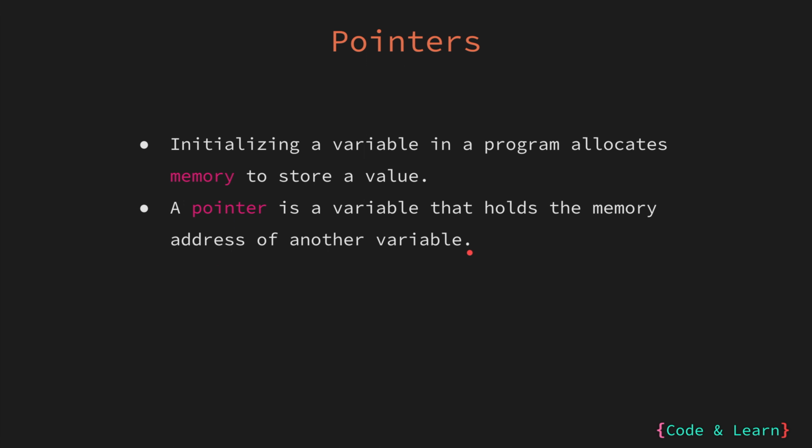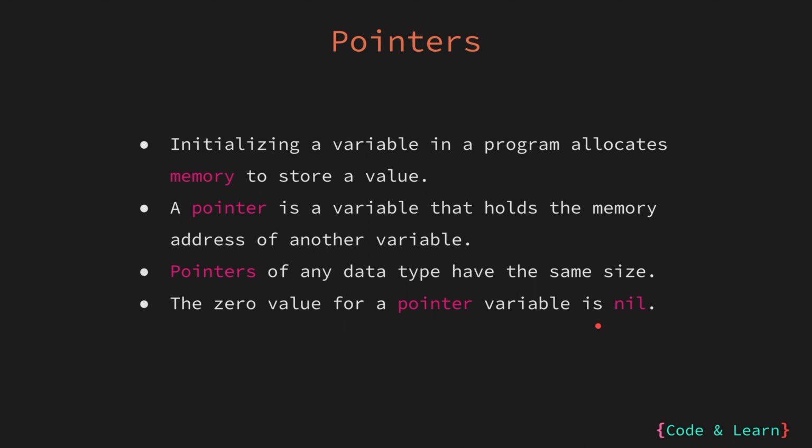of the variable. In Go, regardless of the data type a pointer points to, whether it's an integer, float, struct, etc., all pointers have the same size. The size of a pointer is determined by the underlying architecture of the system. It's usually 4 or 8 bytes in most modern systems. When a pointer variable is declared but not initialized, it has a default or zero value of nil. Trying to access the value stored at a nil pointer will give you a runtime panic or runtime error.